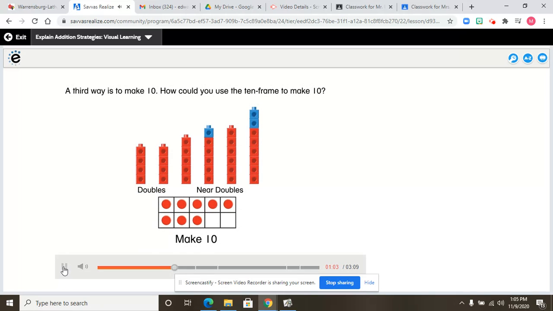A third way is to make 10. How could you use the 10 frame to make 10? You could move two more counters into the 10 frame. You may also have your own way to remember addition facts.